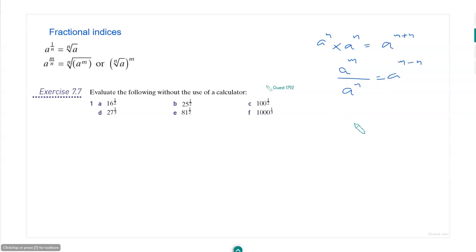Then what did we learn? Yeah, a to the power m, whole to the power n, is equal to a to the power m times n. And we also learned that a to the power 0 is equal to 1. Okay, now this is the last topic in this chapter, fractional indices.